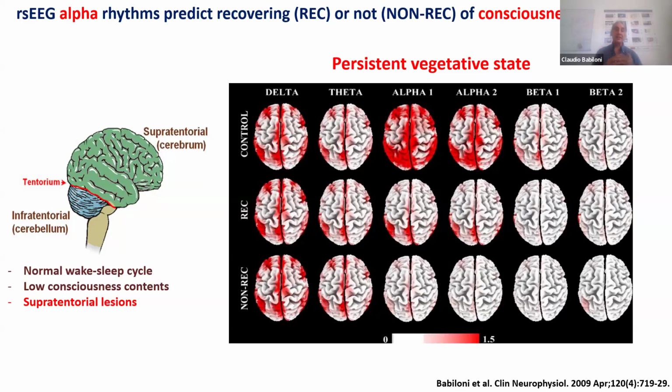So we could conclude that patients with a very abnormal level of consciousness and vigilance are associated with disruption of resting state alpha rhythms. But the patients who will recover the level of vigilance after 3 months show a less disruption of resting state alpha rhythms.